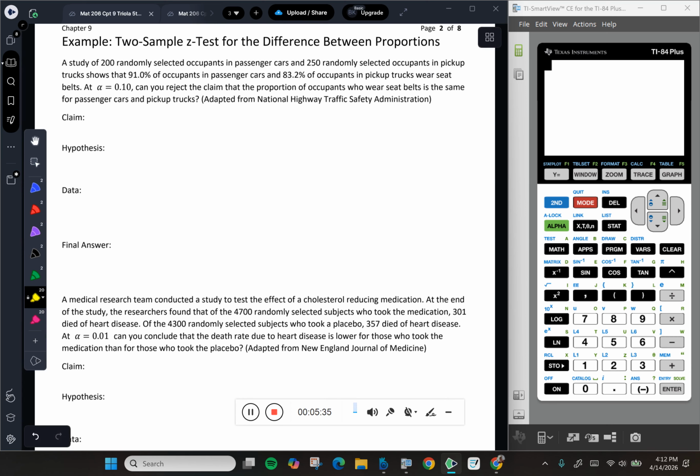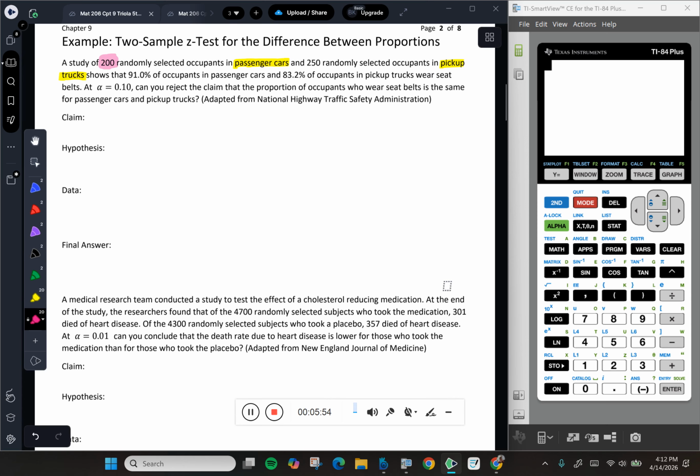When I read that, and hopefully you're reading along with me, did you see the two populations? One of our populations is going to be people in cars, and one of our populations is going to be the people in the pickup trucks. Those are our two populations. This 200 that's right here, and this 250 that's right there, those are going to be our samples, right?